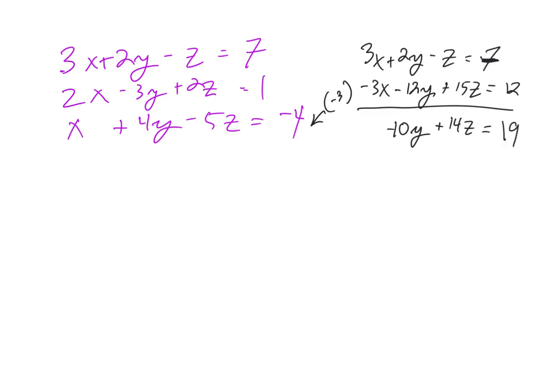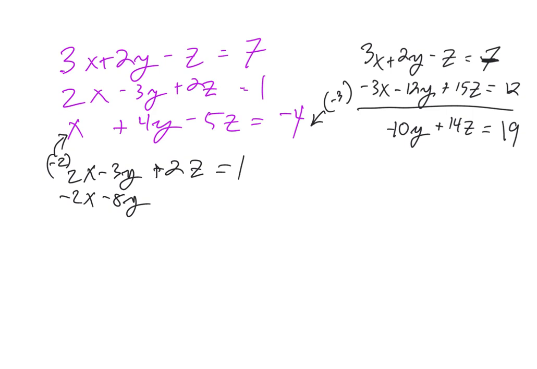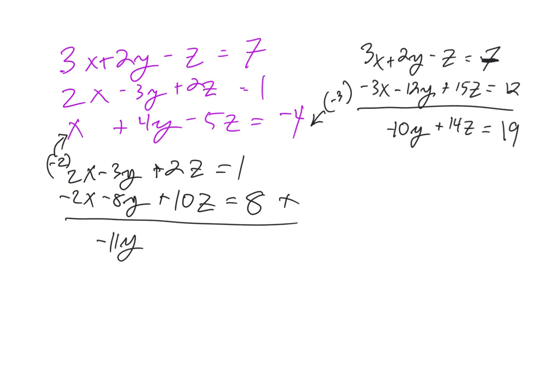equals 19. Now if I take the second equation, 2x minus 3y plus 2z equals 1, and if I take the third equation again, and multiply it by -2, I'll get negative 2x minus 8y plus 10z equals positive 8. Add those two equations. That first one adds to 0. I have negative 11y plus 12z equals 9.